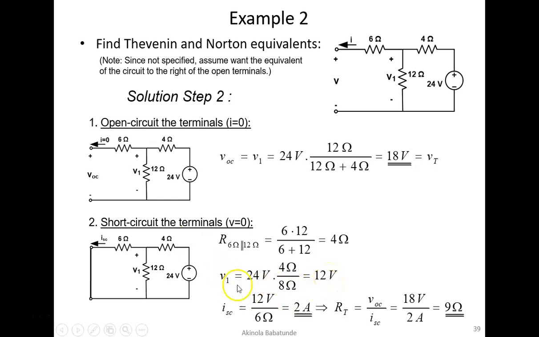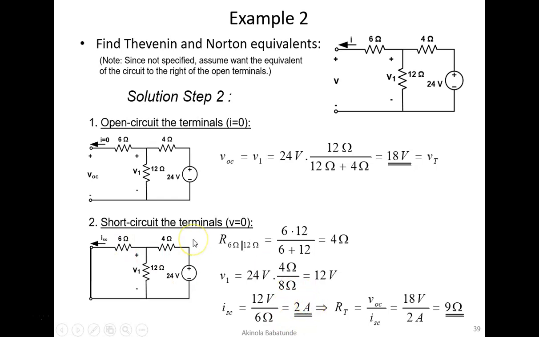So once V1 is equal to 12 volts, it's easier now to find our I short circuit. How do we find our I short circuit? That would be equal to the voltage seen by these 6 ohms, which will now be V1, divided by this resistance. That voltage is 12 volts that we just calculated here, divided by this resistance, which is 6 ohms, and that gives us 2 amperes.